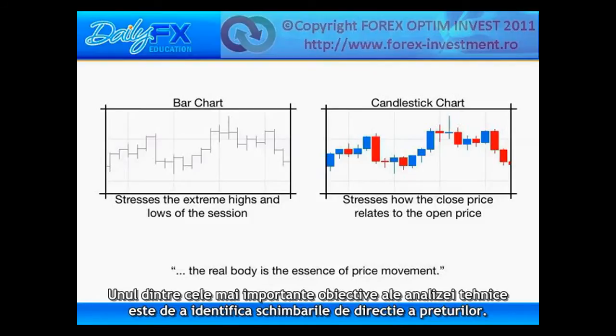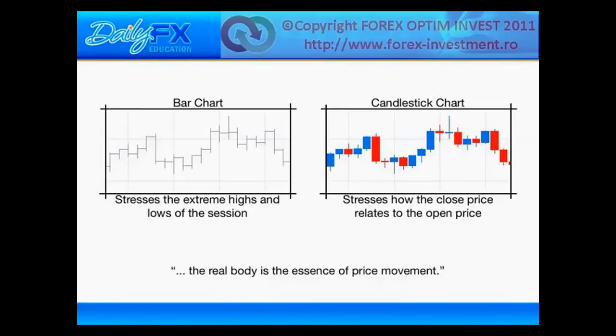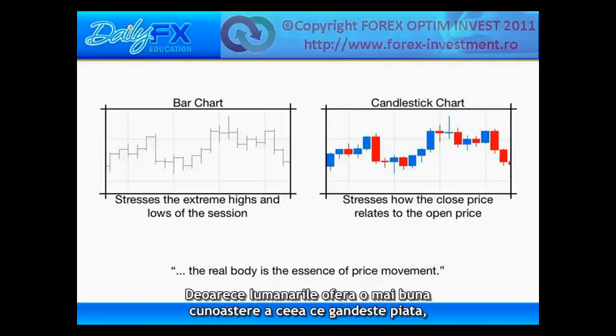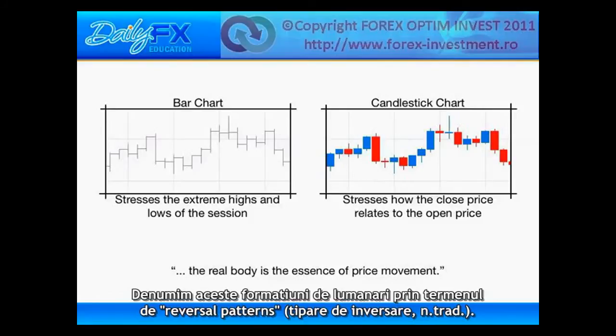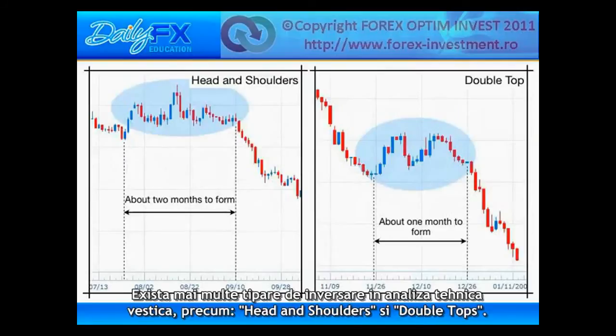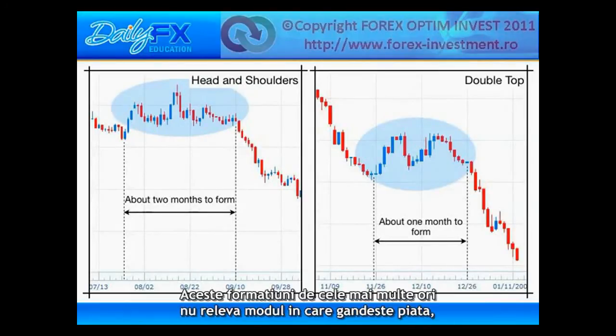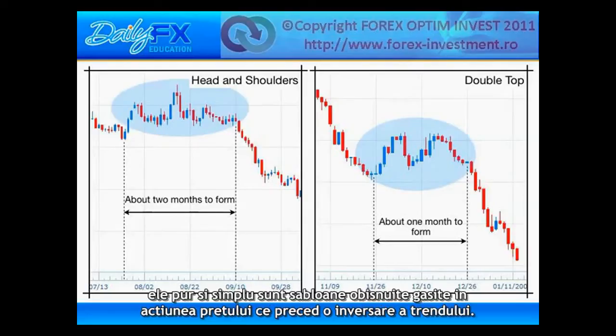One of the most significant goals of technical analysis is to identify changes in direction of price action. Because candlesticks give insight into what the market is thinking, one of the most useful aspects of candlestick analysis is the ability to suggest changes in the sentiment of the market. We call these candle formations reversal patterns. There are a number of reversal patterns in Western technical analysis, such as head and shoulders and double tops. Those formations often don't give much insight into what the market is thinking. They simply represent common patterns found in price action that precede a reversal.